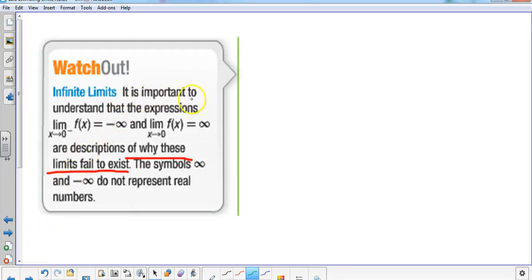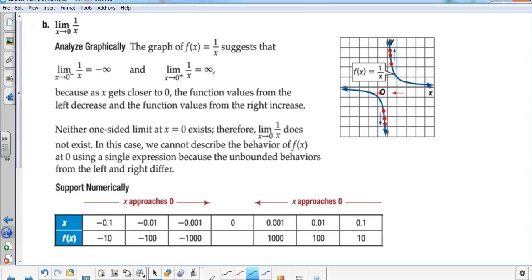It is important to understand one more time that the expressions "as x approaches 0 from the left, the function approaches negative infinity" and "the limit as x approaches 0 is infinity" are descriptions of why these limits fail to exist. The symbols infinity and negative infinity do not represent real numbers. We still describe it that way, though. We've talked about this in the past.